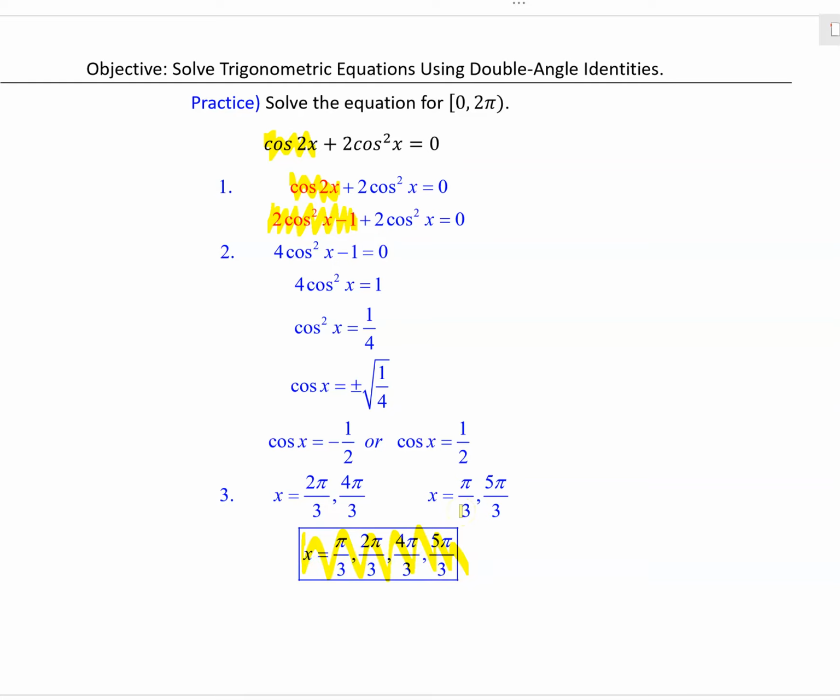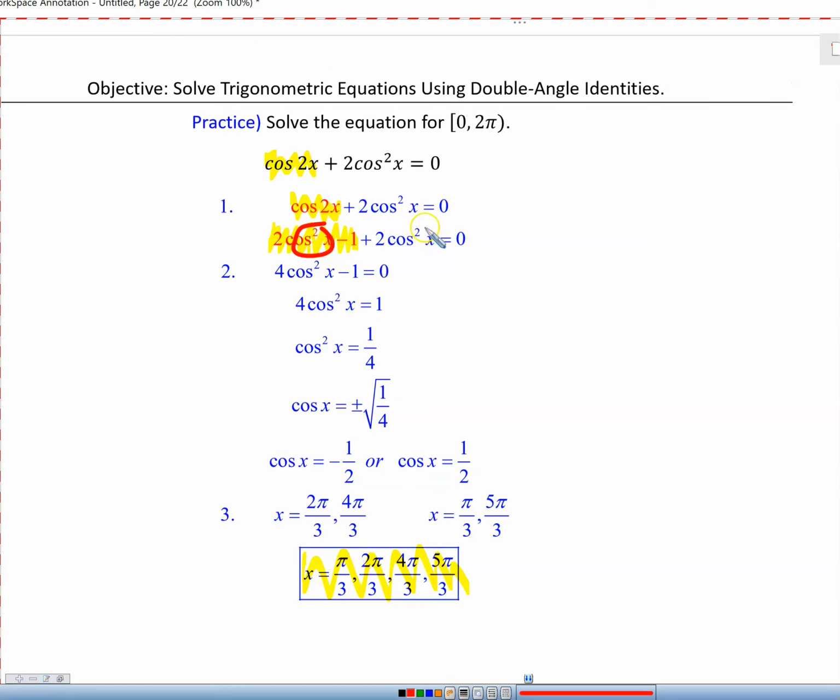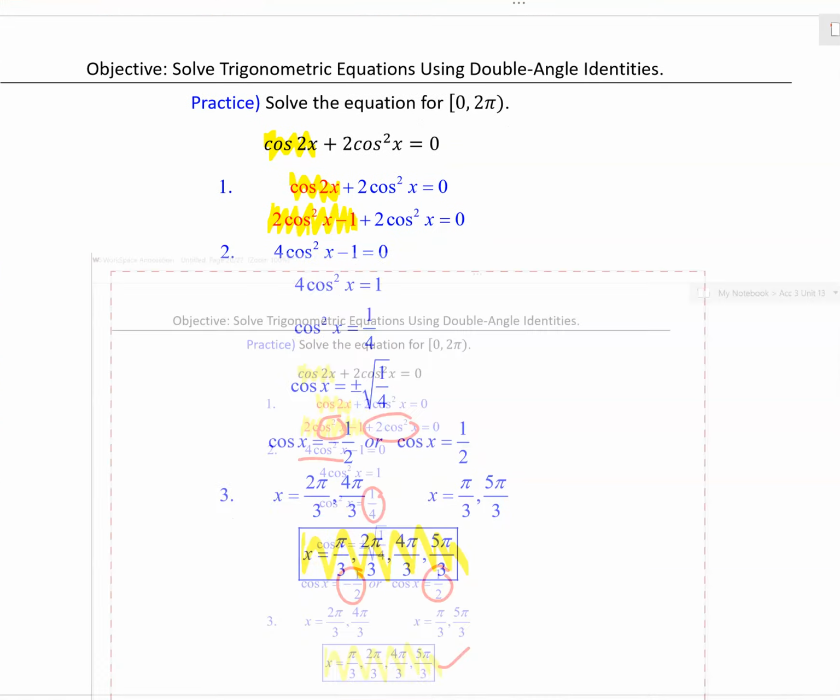This one we have like terms, the 2 cosine squared and plus the 2 cosine squared gives us 4 cosine squared minus 1, then adding 1 and dividing by 4, then taking the square root gives us a cosine of negative or positive 1/2. And where cosine is the halves is at the thirds. And that would be all 4 quadrants if we're both positive and negative. So we get all 4 of those angles.